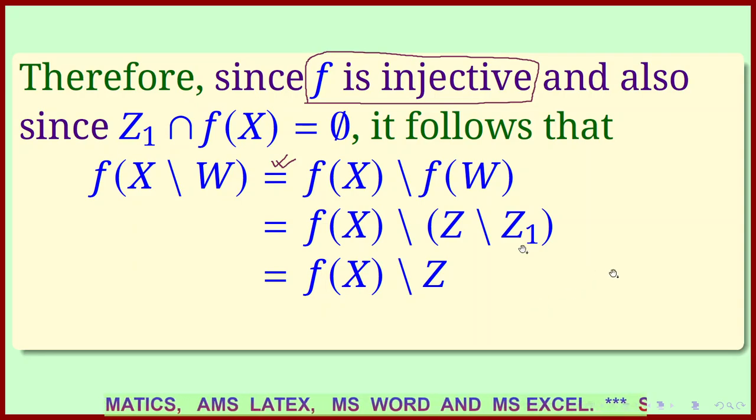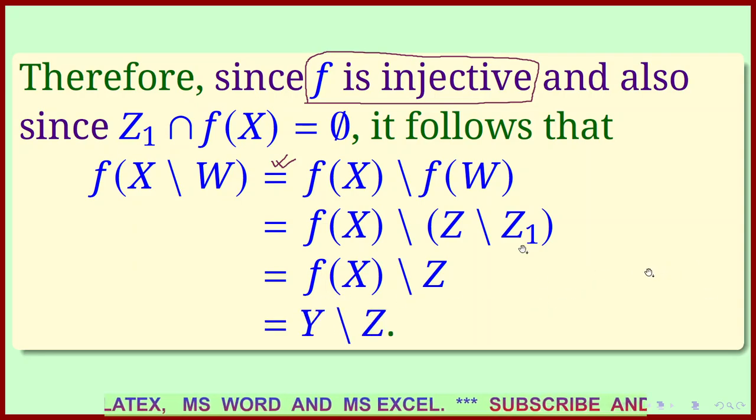So what we have seen here is that this f(x) minus z, which we have already seen in our previous slide, is equal to y minus z. Therefore, the image of x minus w under f is actually equal to y minus z. We have already seen earlier that this y minus z is contained in f(x), so f(x) minus z is equal to y minus z.